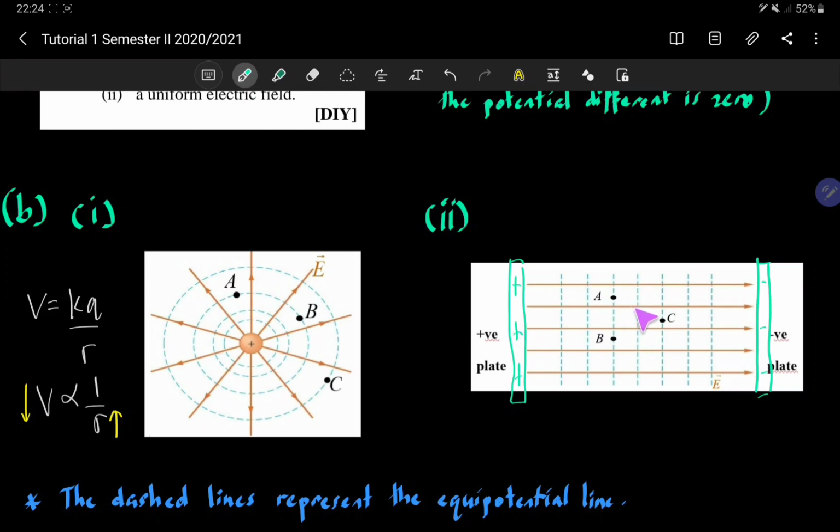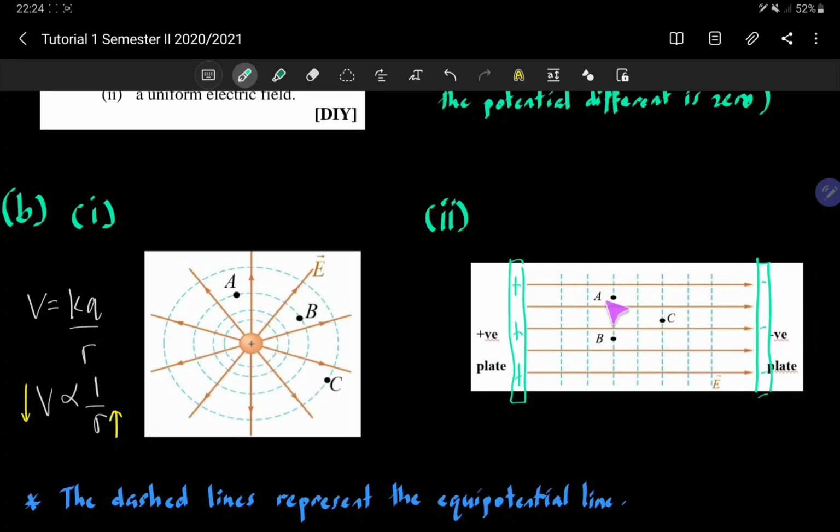So by giving you 3 different points, which are A, B, and C. A and B are still located on the same line, isn't it? The distance between A and the positive plate, and also between B and the positive plate, are equal. It means that the potentials of A and B are equal to each other. So A and B are located on the same surface or line, so we call it an equipotential line, so that VA equals VB.